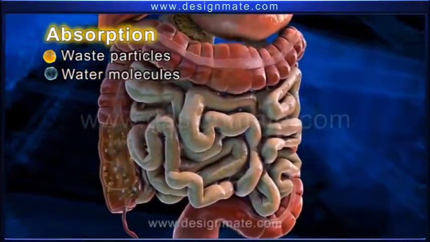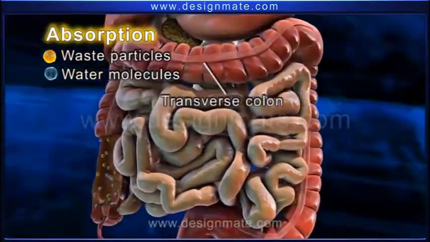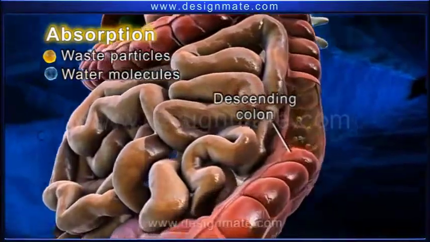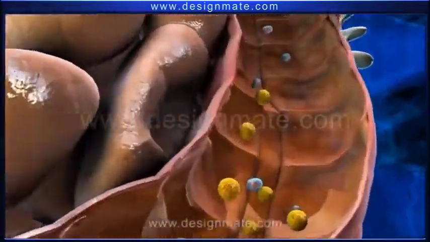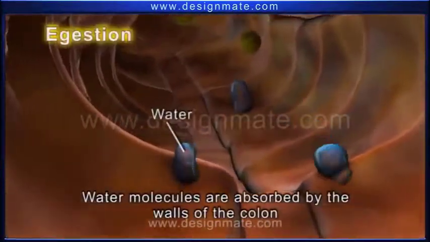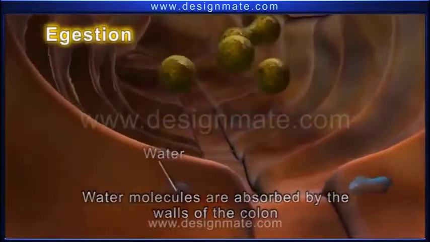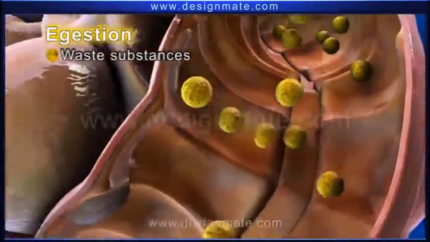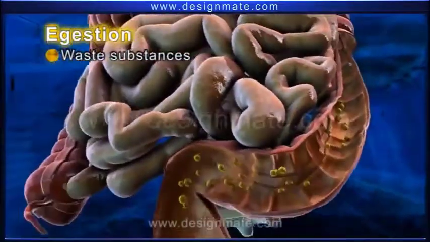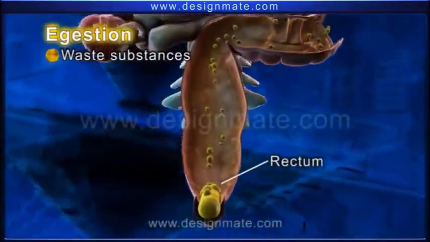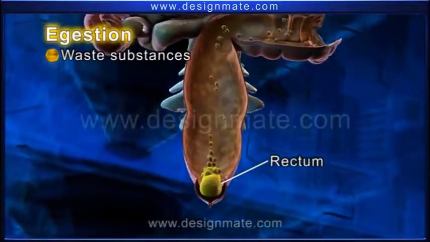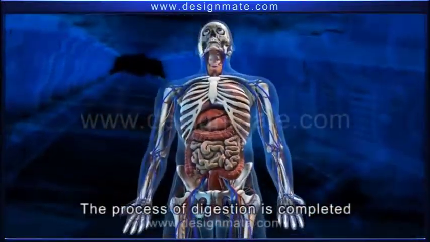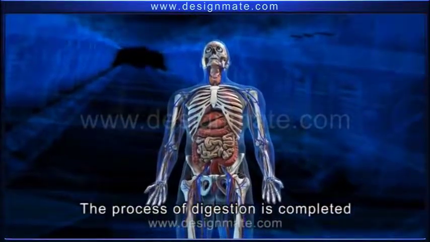From here, it passes through the transverse colon to the descending colon. Most of the water molecules are absorbed by the walls of the colon, and the waste substances are collected in the lowermost part of the colon, known as the rectum, from where the waste substances are excreted out. Thus, the process of digestion is completed.